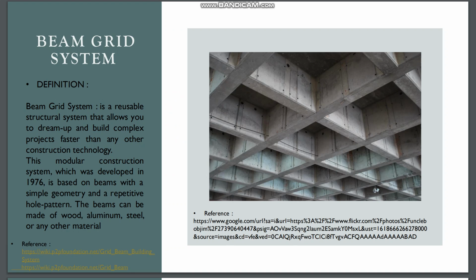Beam grid system is a reusable structural system that allows you to dream up and build complex projects faster than any other construction technology. This modular construction system, which was developed in 1976, is based on beams with a simple geometry and a repetitive hollow pattern. The beams can be made of wood, aluminum, steel, or any other material.